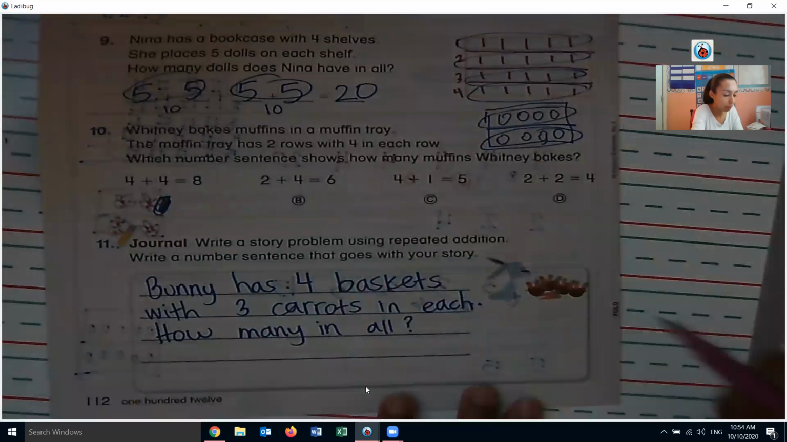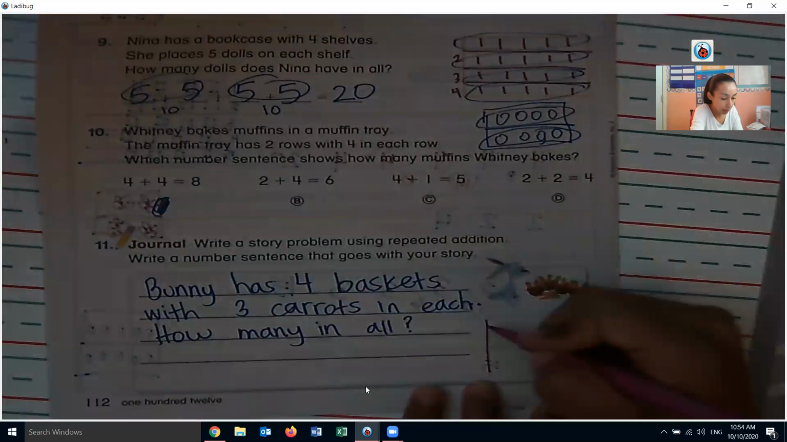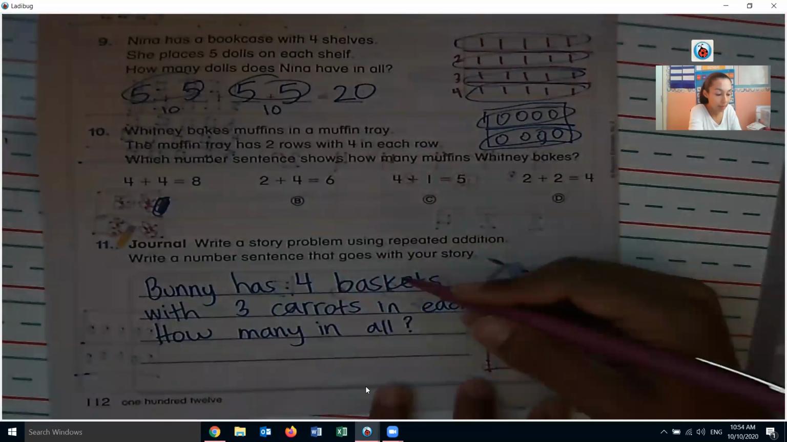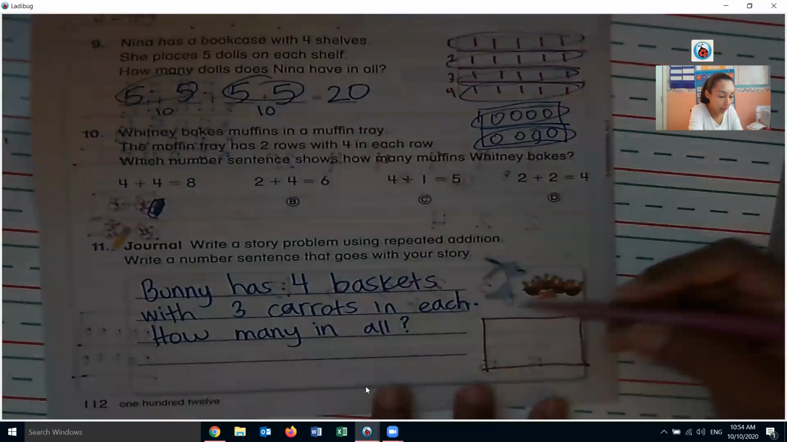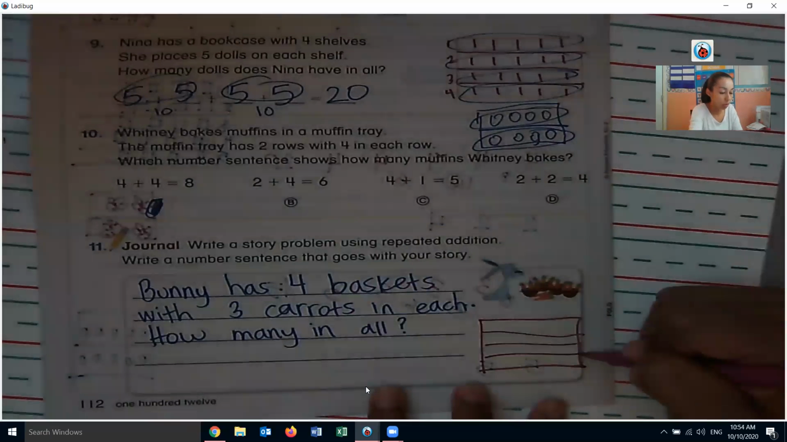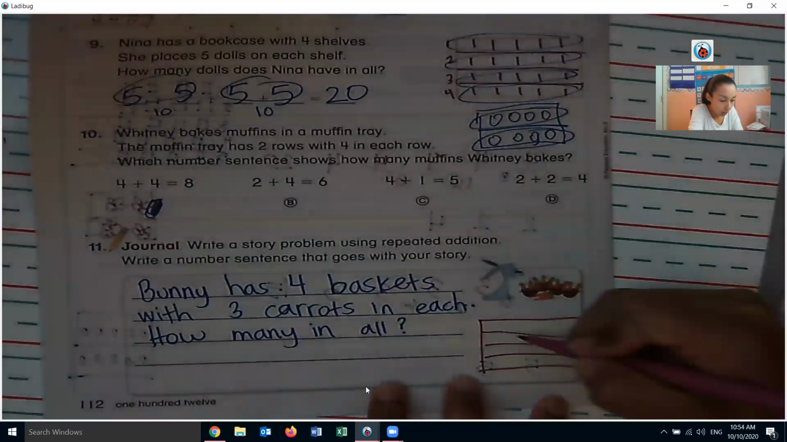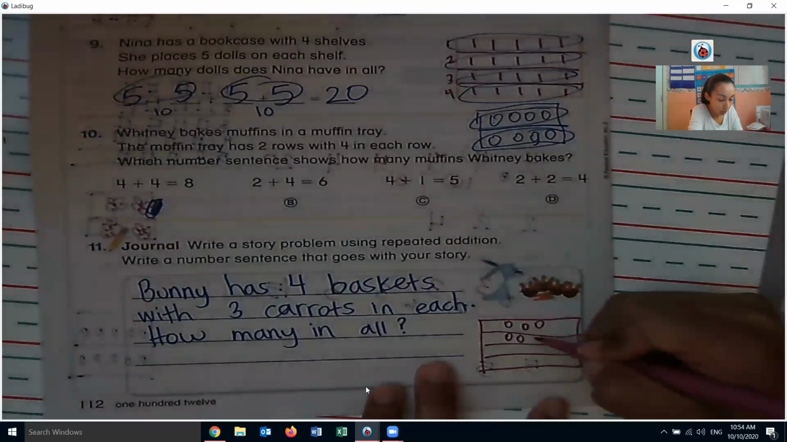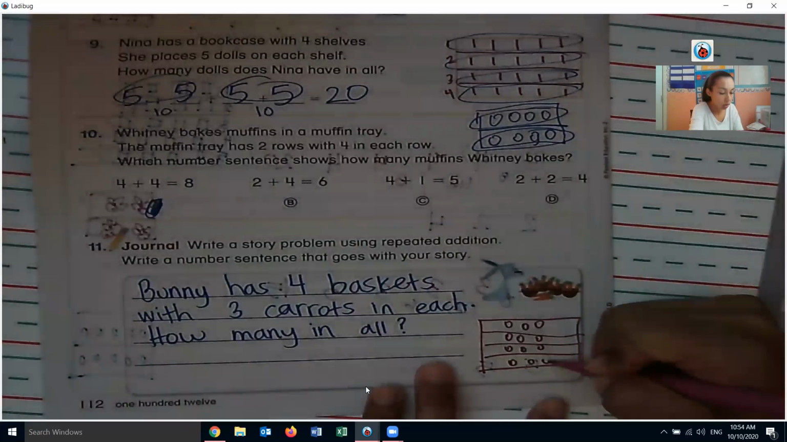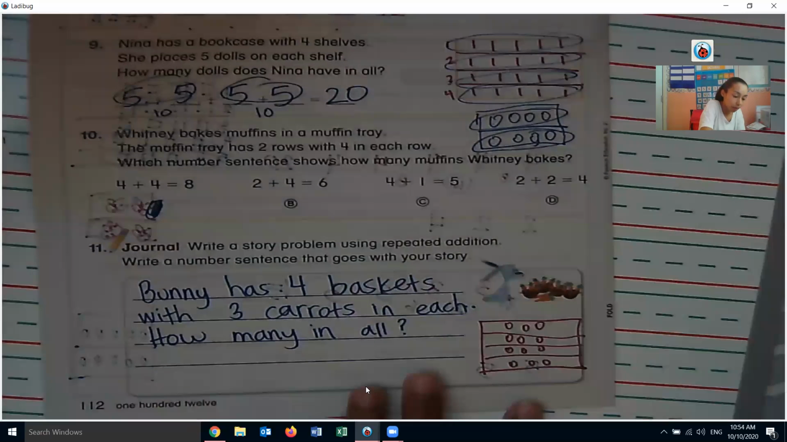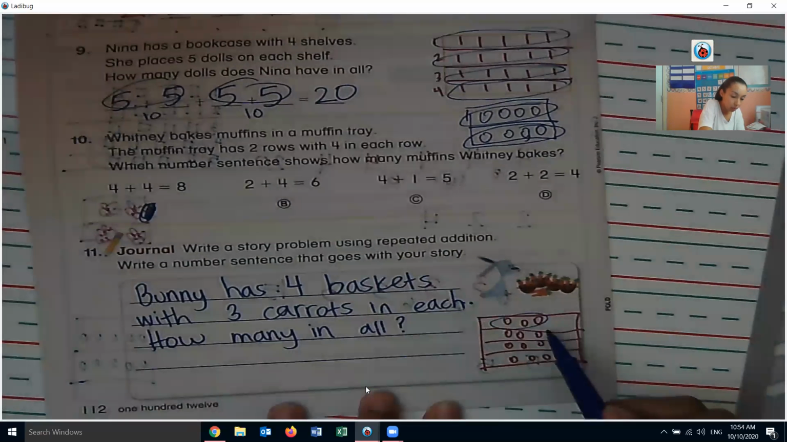And I'll draw my little picture here. I'll draw a rectangle. So I want 4 baskets, 4 rows. So I'm going to draw 3 lines. And then we're going to draw 3 carrots. 1, 2, 3, 1, 2, 3, 1, 2, 3, 1, 2, 3 in each. So then I'll have 3 plus 3 plus 3 plus 3.